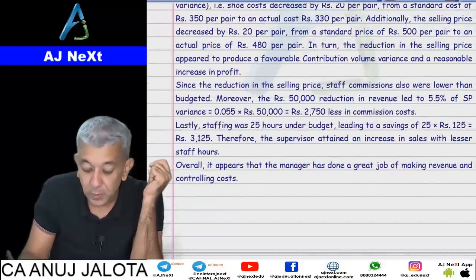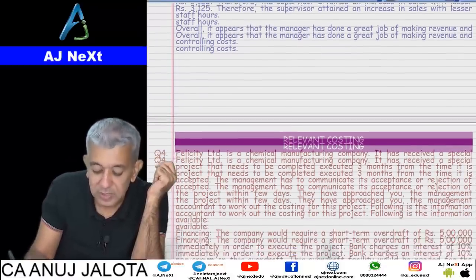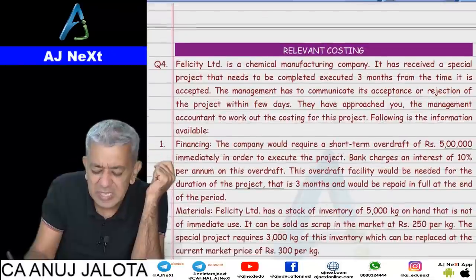Now next, question number 4. This is on relevant costing, might be the easiest question.